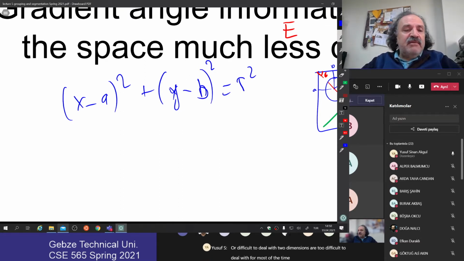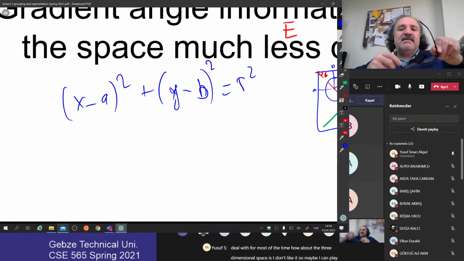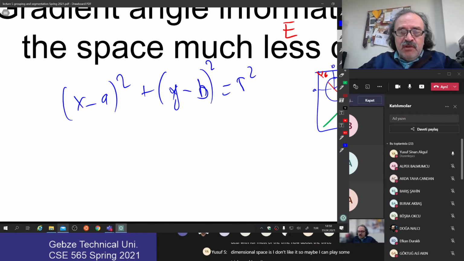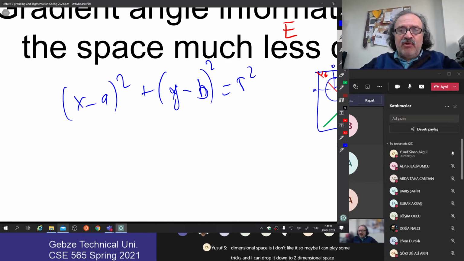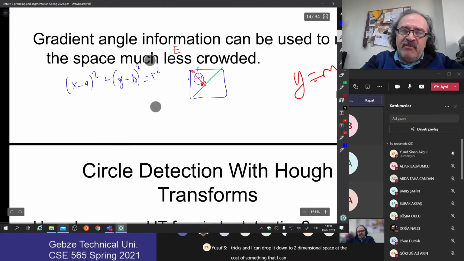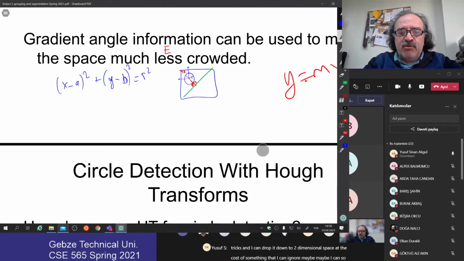How about this three-dimensional space? I don't like it. So maybe I can play some tricks and drop it down to two-dimensional space at a cost of something that I can ignore. Maybe I can solve it. This is what I am going to do.